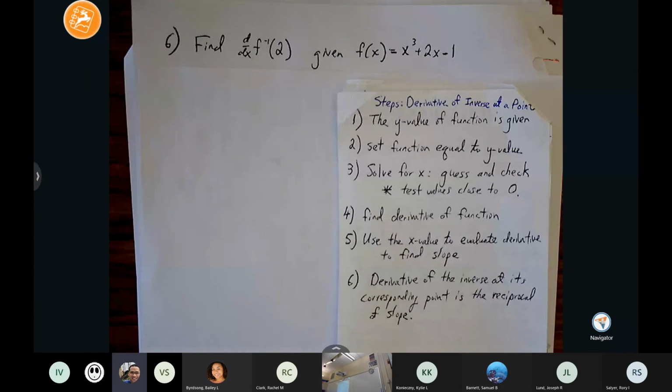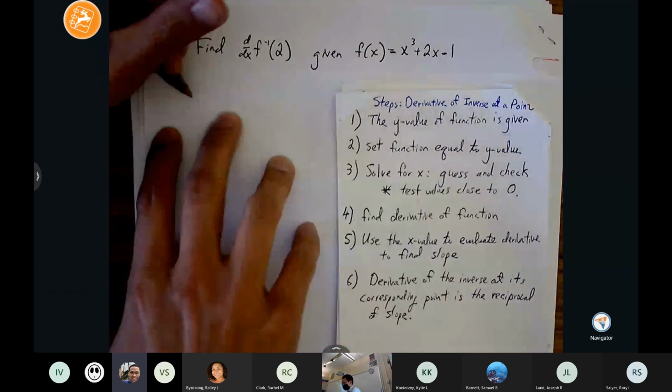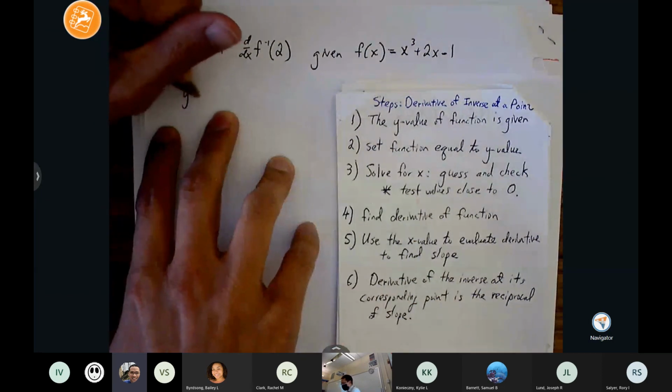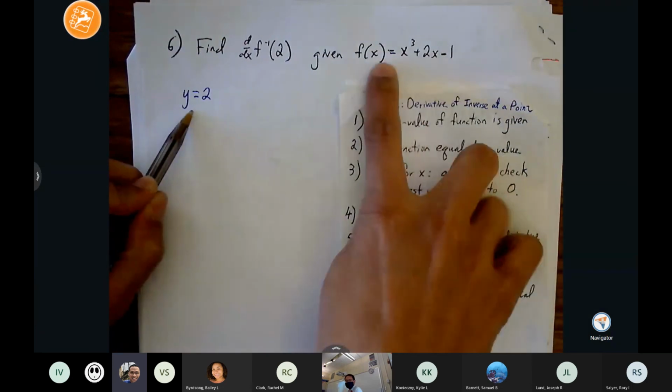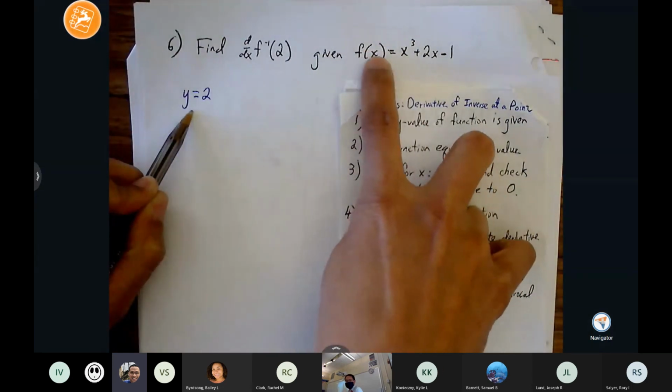What does that 2 represent? Y. It's the y value of the function, right? It's the x value of the inverse, but it's the y value of the function, right? We're dealing with this inverse relationship here. Yeah, so y is 2. So that's going to go into our y location.